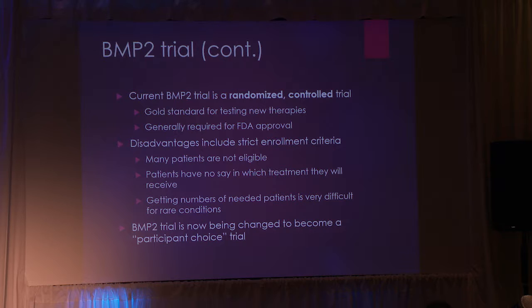But the disadvantages of these kind of trials is that they have very strict enrollment criteria. Many patients are not eligible, and many patients have no say in which treatment they're going to receive. So getting the numbers of needed patients to determine the best treatment is still very difficult for rare conditions. And so that's why we made the change in our BMP trial to become what's called a participant choice trial.